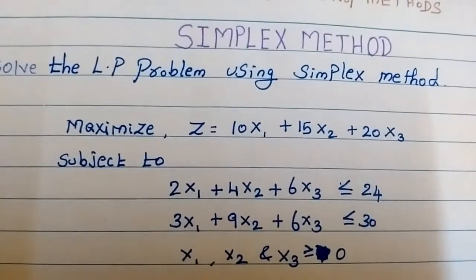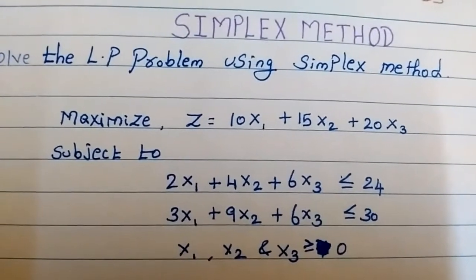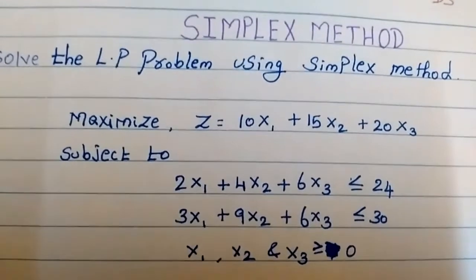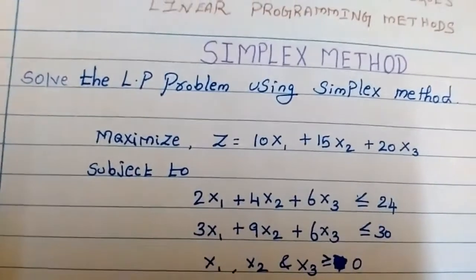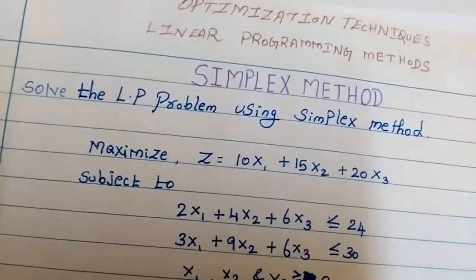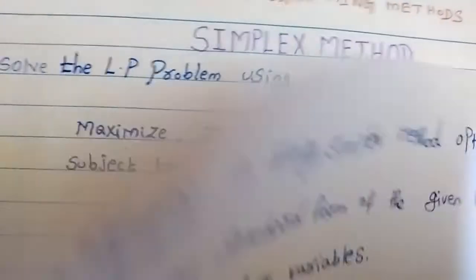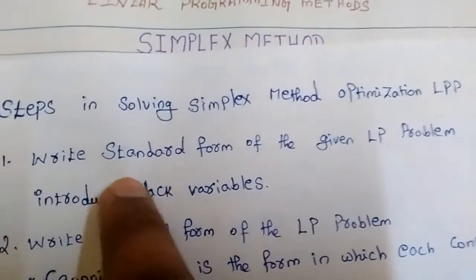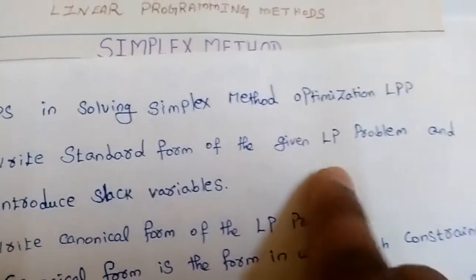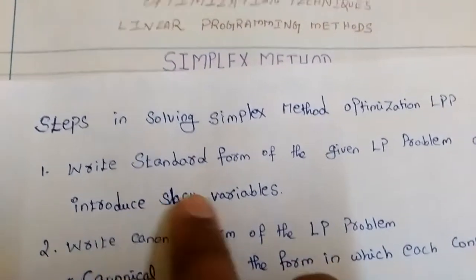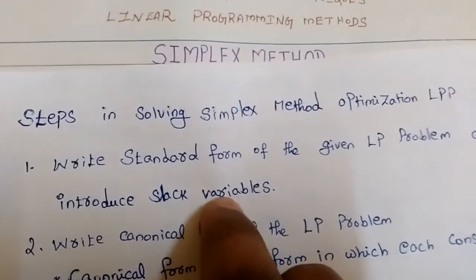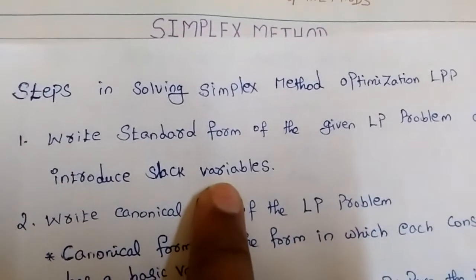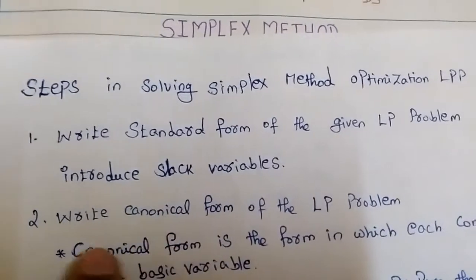You may get a problem with two variables also, only with x1 and x2. Now we are going to solve this using the simplex method. Before that, you need to know the steps used in solving the simplex method. First, write the standard form of the given linear programming problem and introduce slack variables. Very simple step.